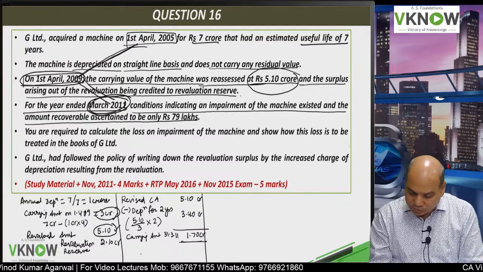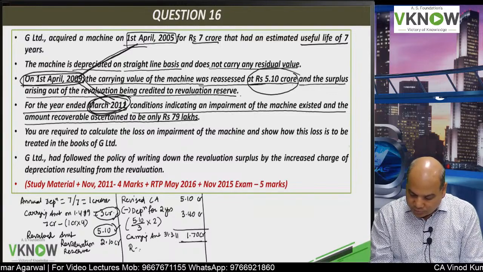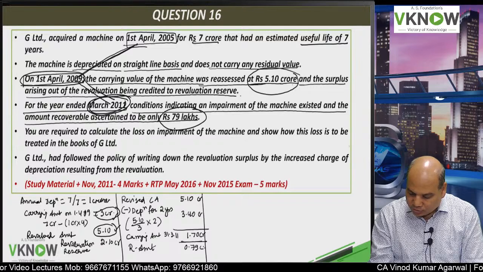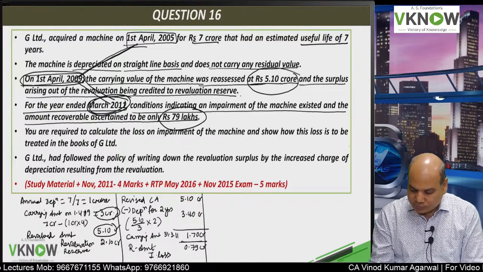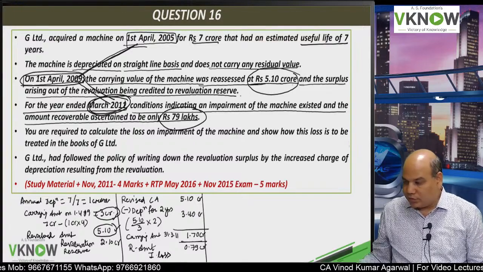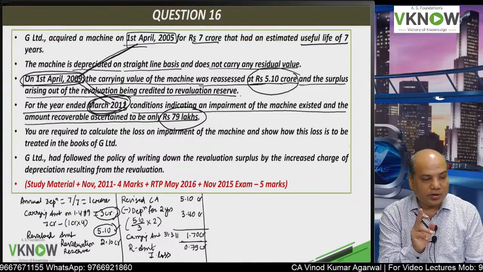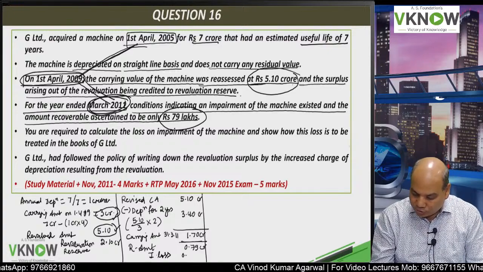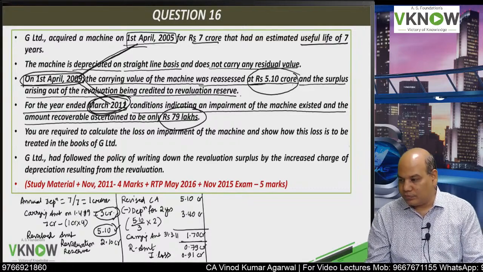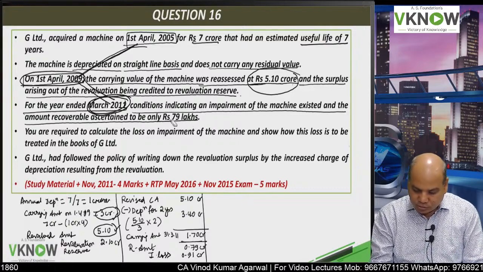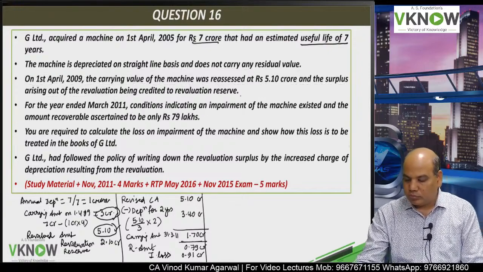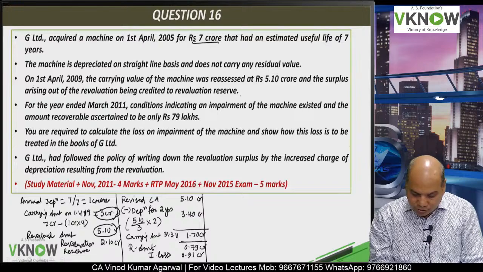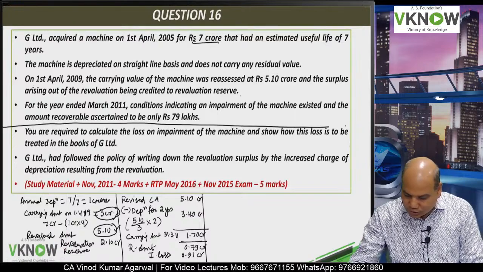Carrying amount is 1.70 crore and recoverable amount is given in the problem, 79 lakh, 0.79 crore. Therefore, there is an impairment loss. 1.70 carrying amount minus 0.79 recoverable amount. So you have an impairment loss of 0.91 crore. Up to this we have understood. Any doubt? 0.91 crore. So we have completed the discussion up to this paragraph.